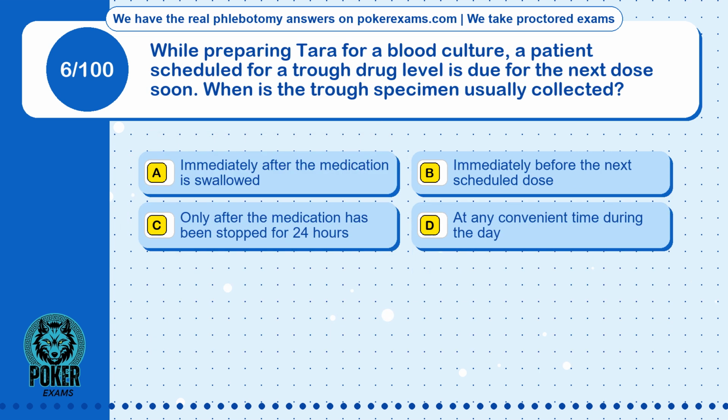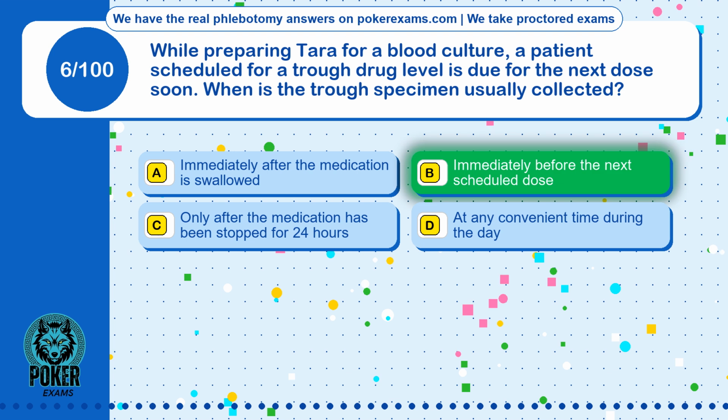Question 6. While preparing Tara for a blood culture, a patient scheduled for a trough drug level is due for the next dose soon. When is the trough specimen usually collected? Option A, immediately after the medication is swallowed. Option B, immediately before the next scheduled dose. Option C, only after the medication has been stopped for 24 hours. Option D, at any convenient time during the day.